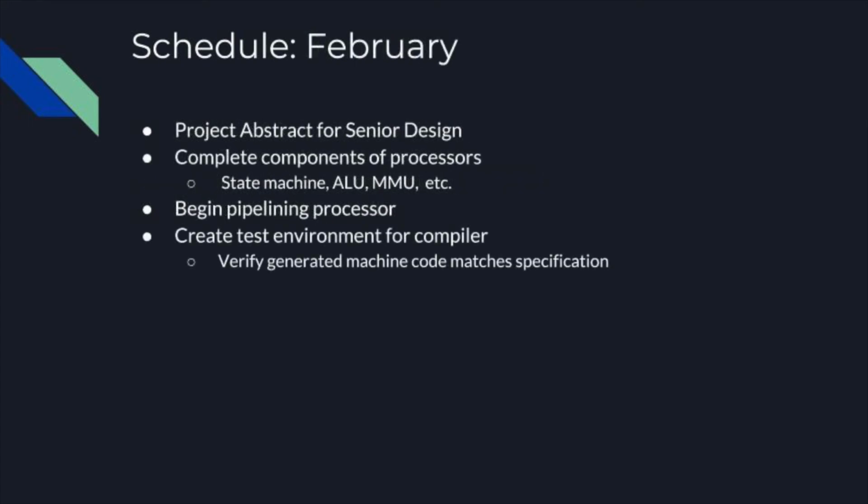In February, we're going to turn in our senior design project abstract. We're also going to complete components of the processor, such as the state machine, ALU, MMU, and so on. We're going to begin building the pipeline for our processor as well. Along all this, we're creating a test environment for the compiler that lets us verify the generated machine code and make sure it matches the specifications required.